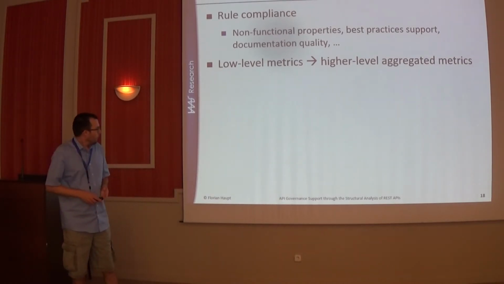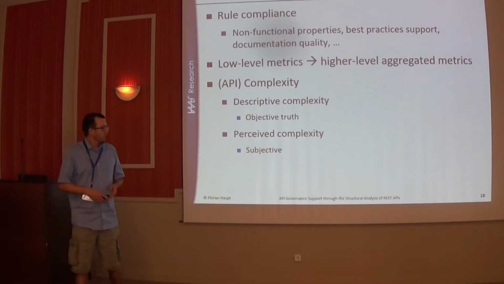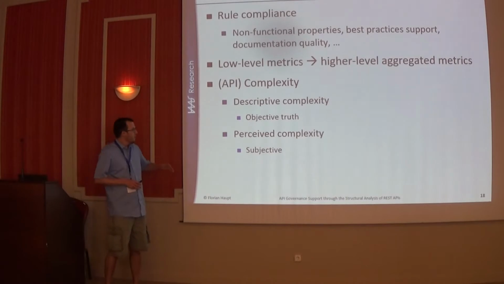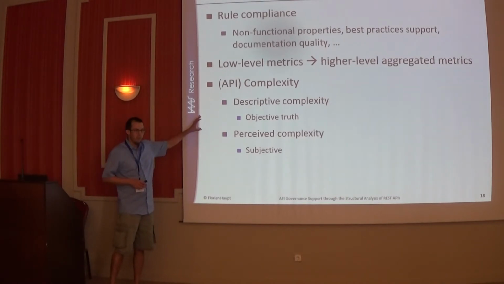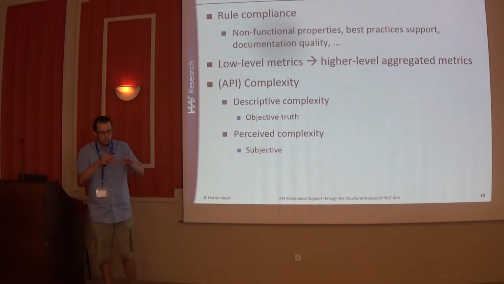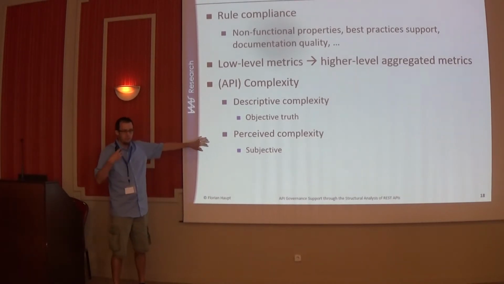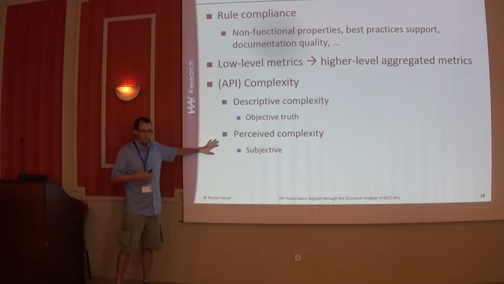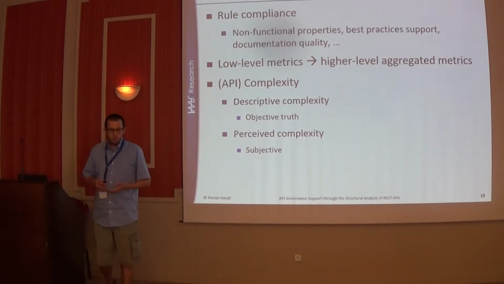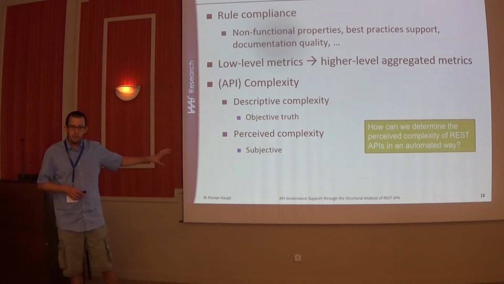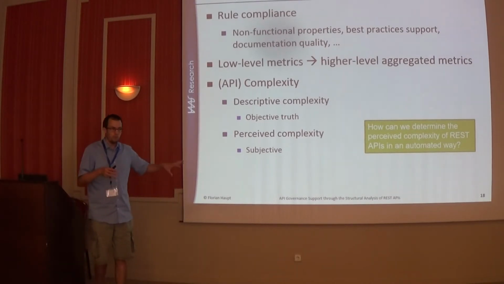What we did specifically is that we had a look at the complexity of the API. If you talk about complexity, you have to distinguish between two kinds of complexity. There's the descriptive complexity, which is the objective truth of how complex something really is. And then there's the perceived complexity, which is how complex things seem to be, how they are perceived by a user. Sometimes these are the same, sometimes they are very different. The question that we wanted to answer in this work is how can we determine the perceived complexity of REST APIs in an automated way? Doing it manually is easy.